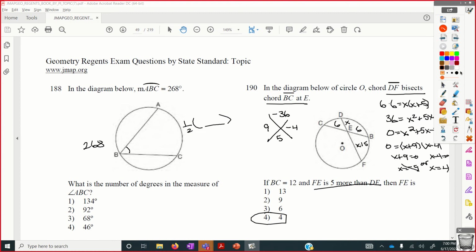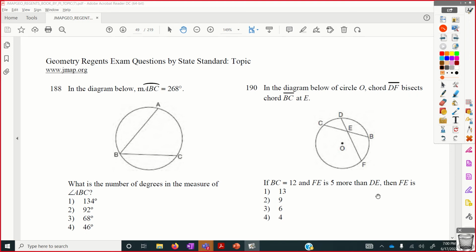Yeah, just the equation of the circles. That's it. When you want to convert from standard form to center radius form, that's the only time you're going to use it.